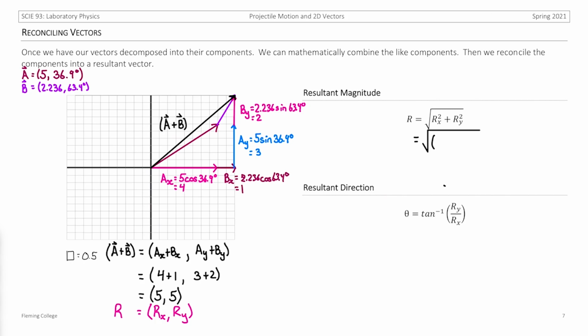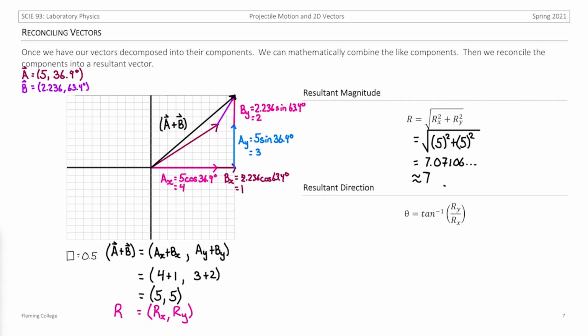So the magnitude of the resultant vector will be the square root of the sum of the squares of the two sides. This is just Pythagorean theorem. So we see that our resultant magnitude is 7.0710. We'll round this to 7.